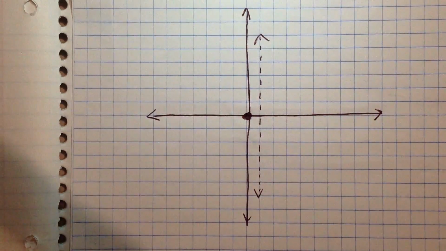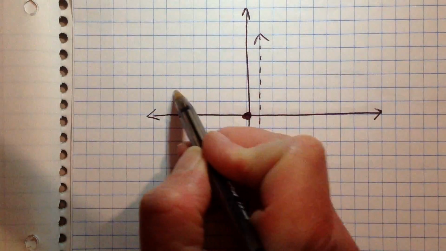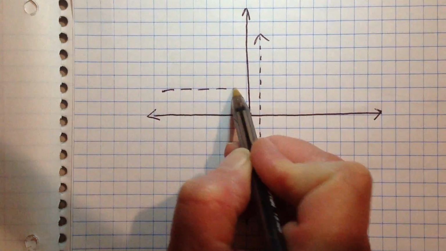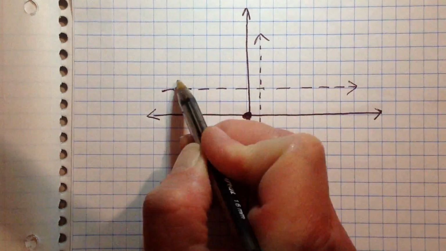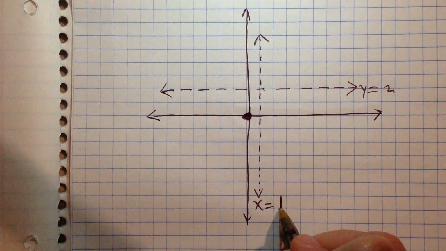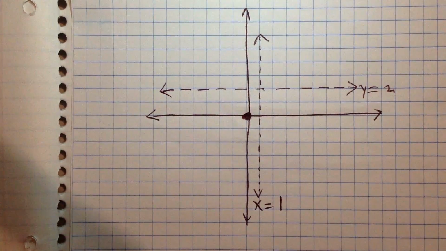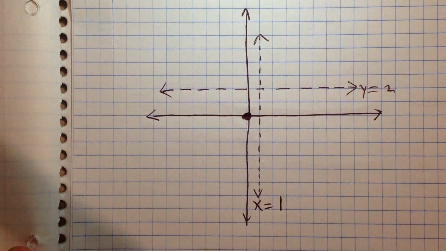We don't have y-axis symmetry. We don't have origin symmetry. We determined that. We know we have a horizontal asymptote at y equals 2. So here's my horizontal asymptote. This is y equals 2. This is x equals 1. Okay? And then we found some other points. Let's use those extra points.